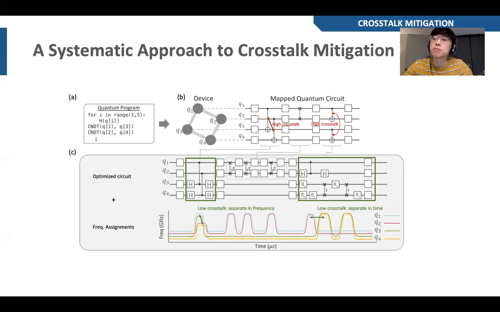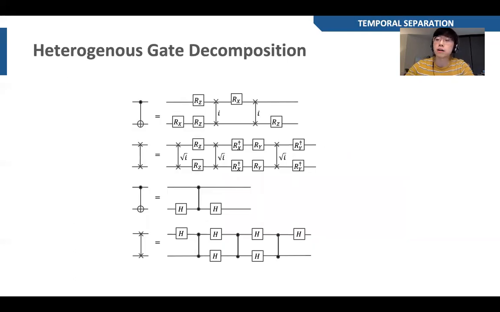Specifically, if we decompose parallel gates into native machine instructions of different types, the two-qubit gates are hence separated in time, as shown on the right-hand side with the green box. Alternatively, we can still allow them to be performed at the same time, but assign different interaction frequencies for the two-qubit gates, shown on the left with spectral separation. In particular, here are some examples of gate decomposition we used to implement temporal separation.